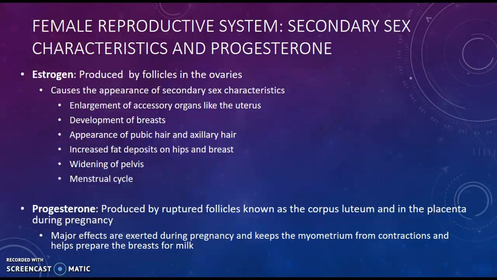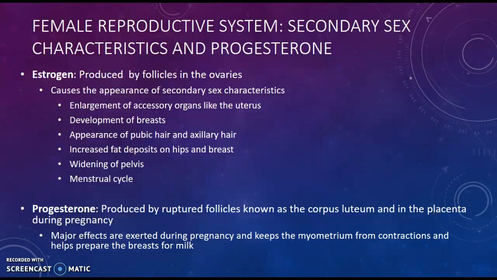This is also going to cause the secondary sex characteristics in females, so the development of breasts. The uterus actually enlarges. You're going to have pubic hair and armpit hair. You're going to have increased fat deposits around the hip and the breasts. The pelvis actually widens to help with childbirth, and your menstrual cycle is going to start.